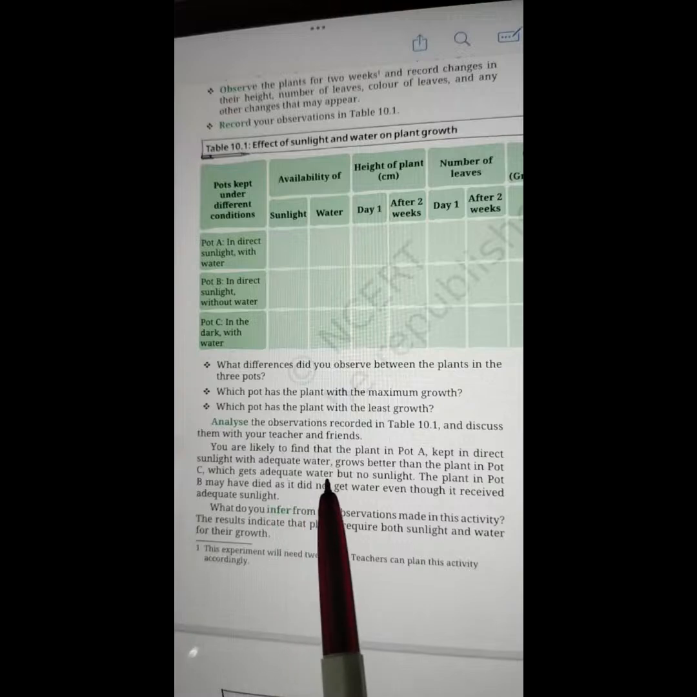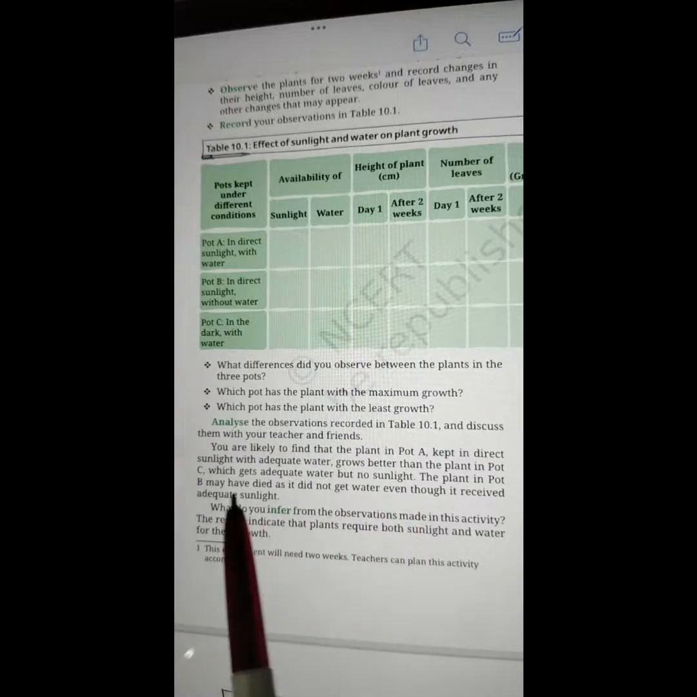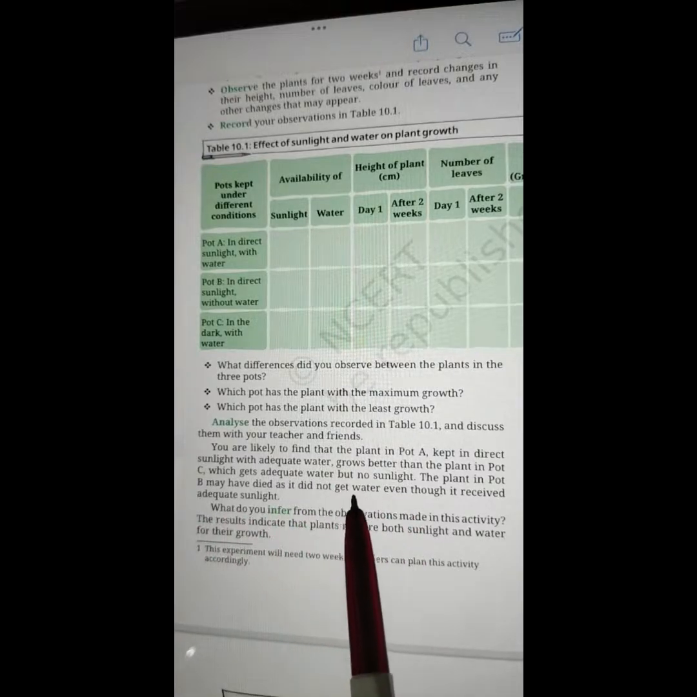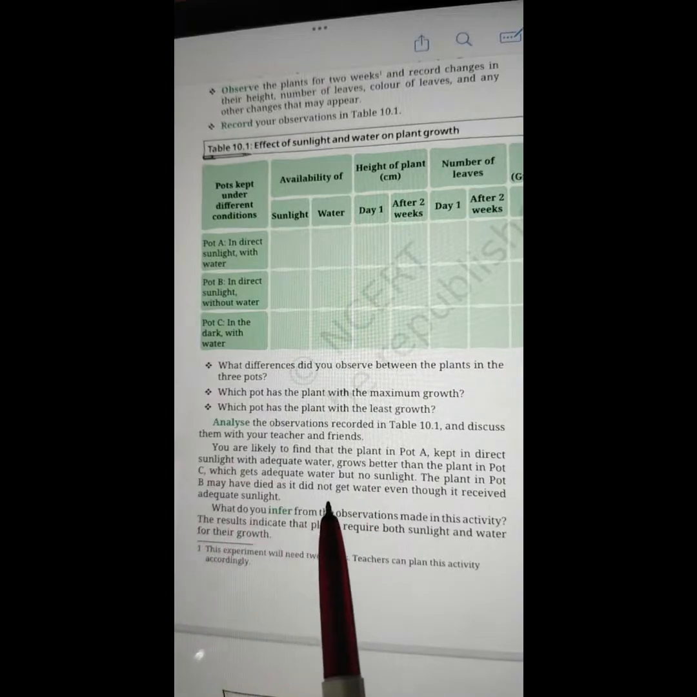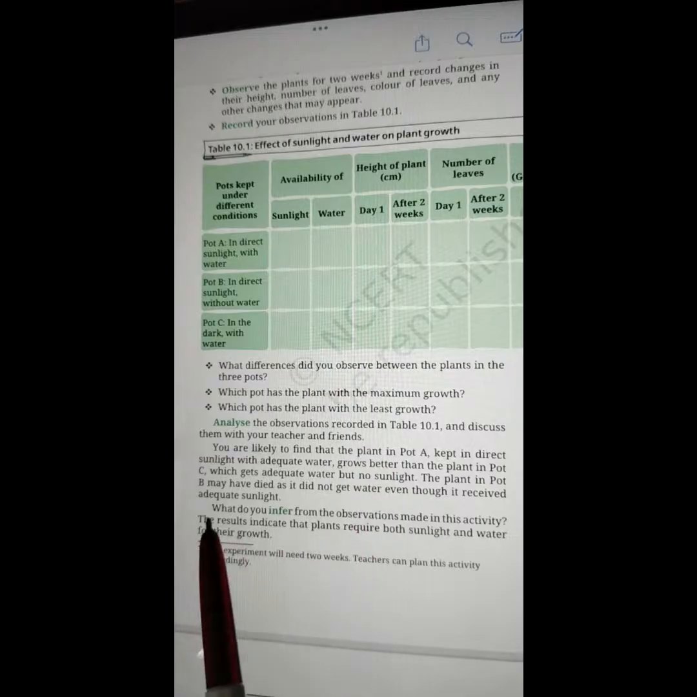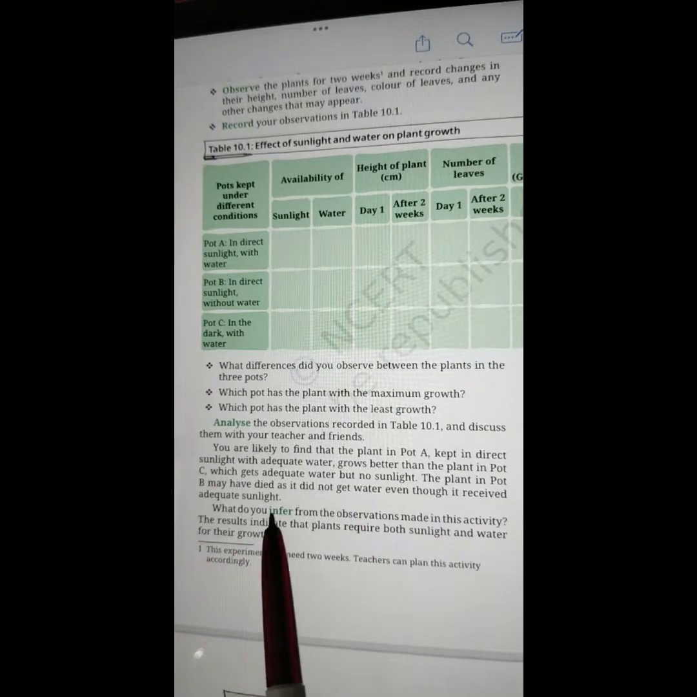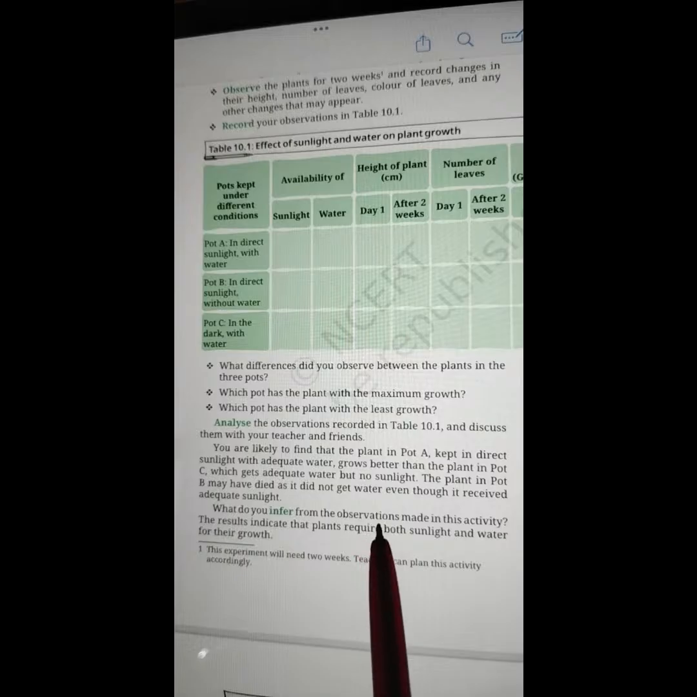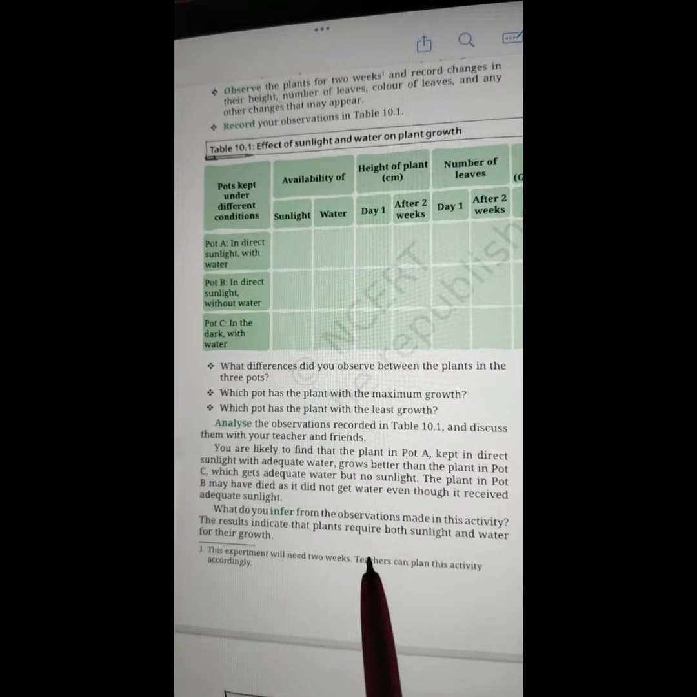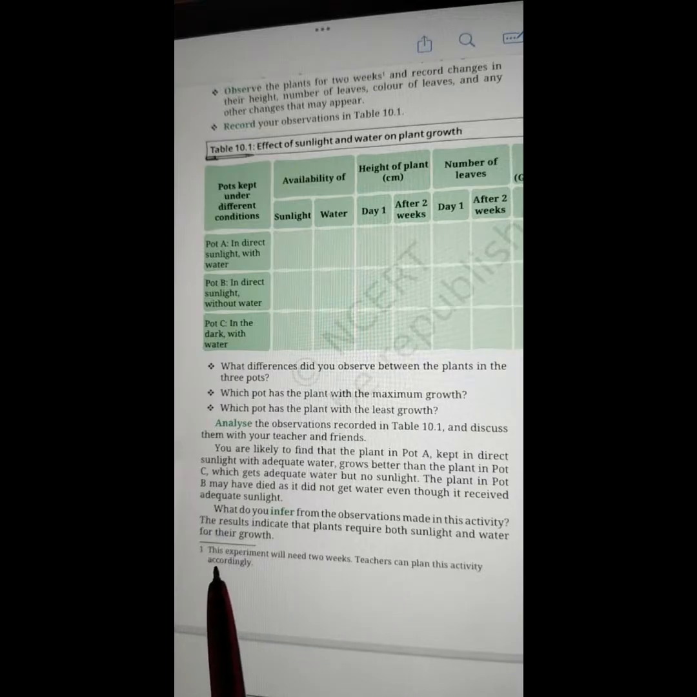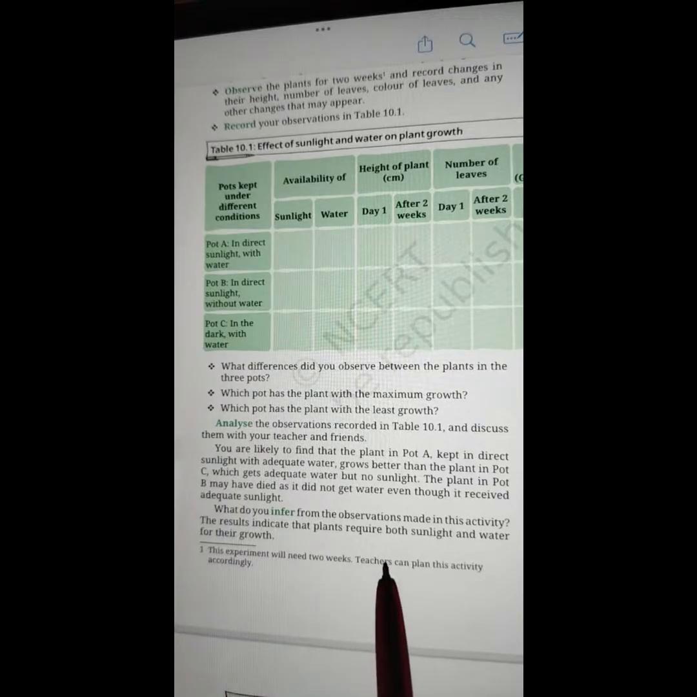You are likely to find that the plant in pot A, kept in direct sunlight with adequate water, grows better than the plant in pot C, which gets adequate water but no sunlight. The plant in pot B may have died as it did not get water even though it received adequate sunlight. What do you infer from the observations made in this activity? The results indicate that plants require both sunlight and water for their growth.